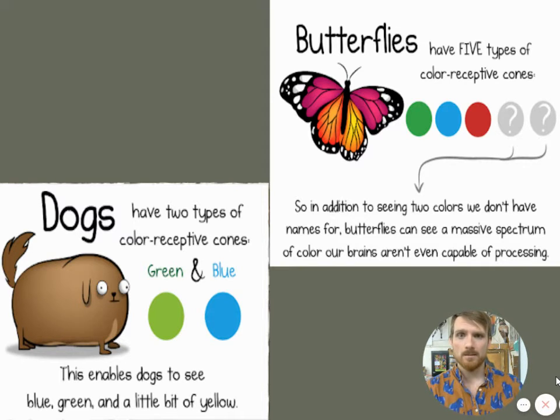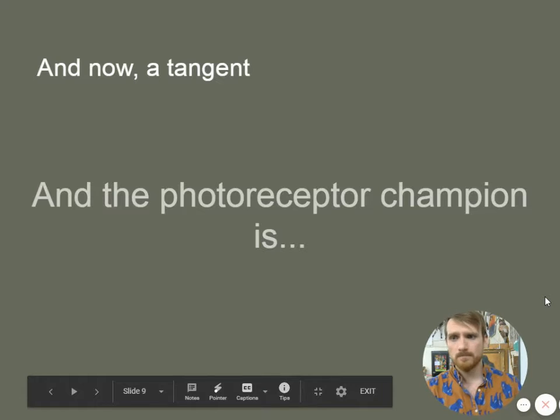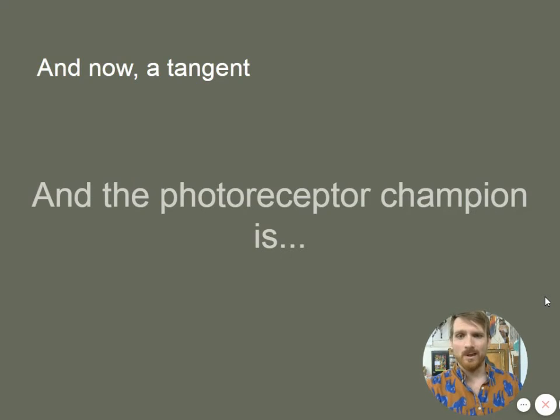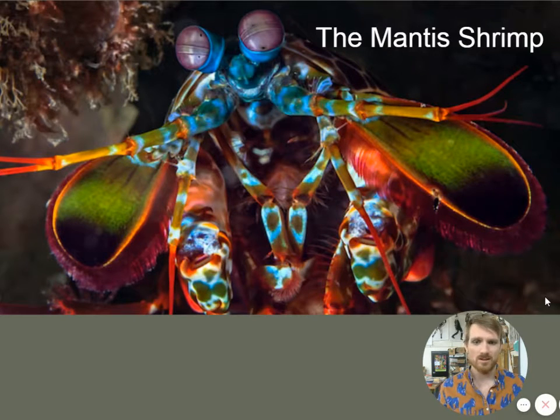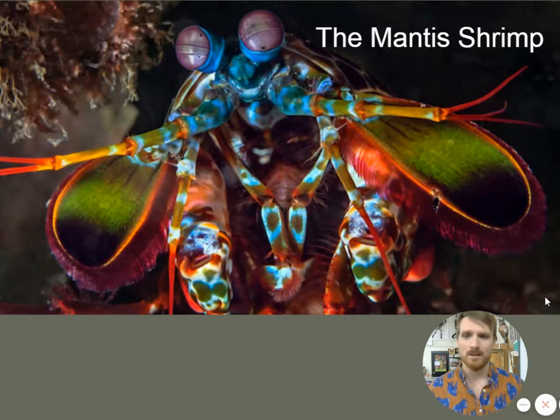So beyond butterflies and dogs, we're going to go on another little tangent. There's a certain animal that has substantially more photoreceptors in their eyes than anyone else. And so the champion of photoreceptors is a cute little thing called the mantis shrimp. Mantis shrimp are these rainbow, psychedelic-looking little creatures that live in shallow, reefy, watery areas, and they are crazy.